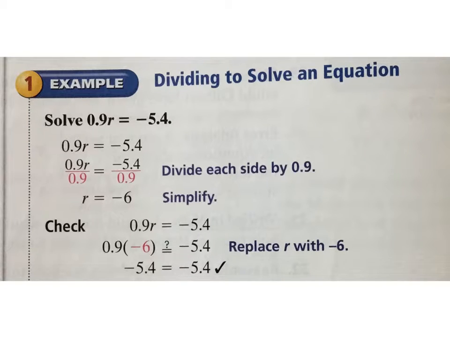Alrighty, so 3-5, this is day one examples. We are dividing to solve an equation, and we're multiplying and dividing. We'll start with dividing though. So what we're looking at here is the fact that we have 0.9 times r.